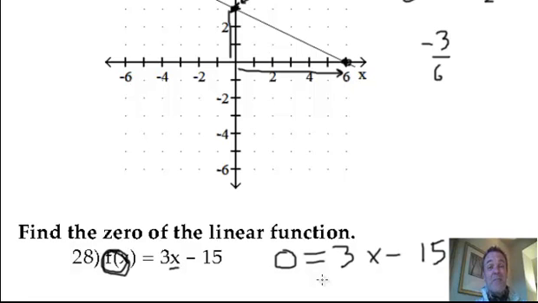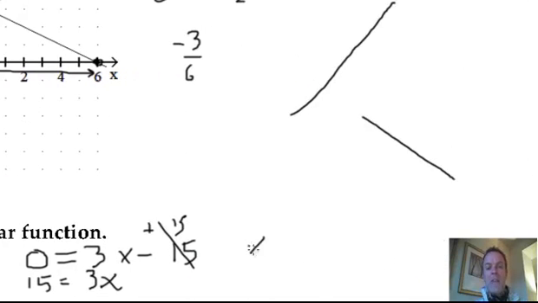Can you see it's x equals 5? If you need to, add 15 to both sides. So I added 15 to both sides. Remember, just add 15. That's gone. Divide by 3, x equals 5. So that is the 0.